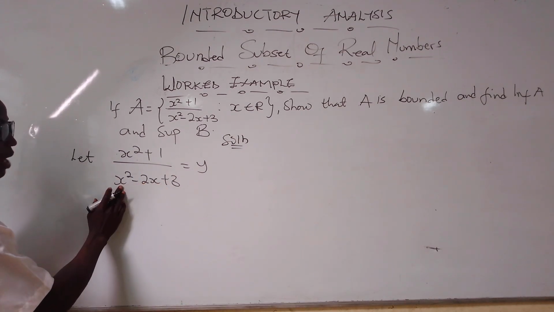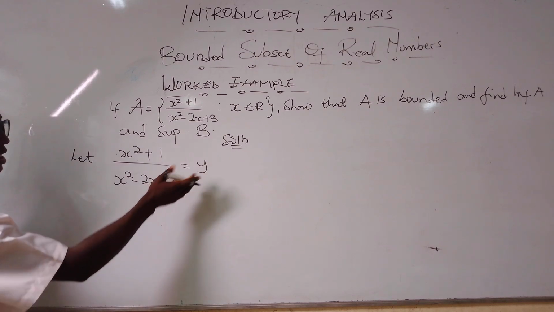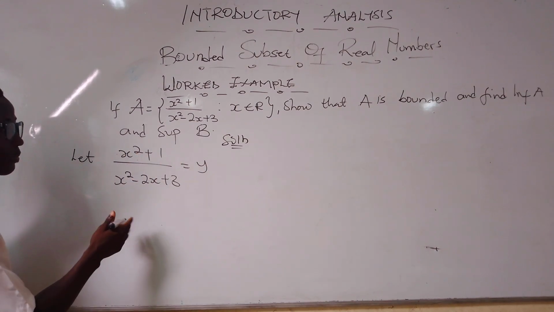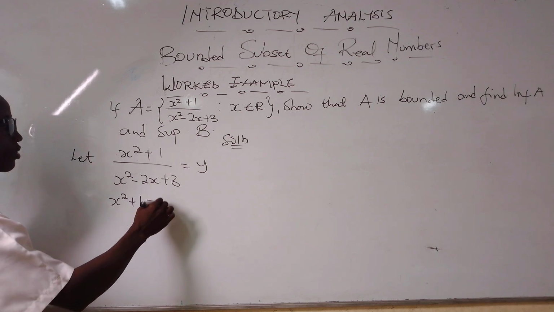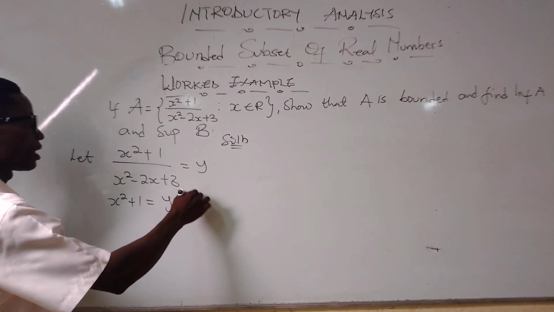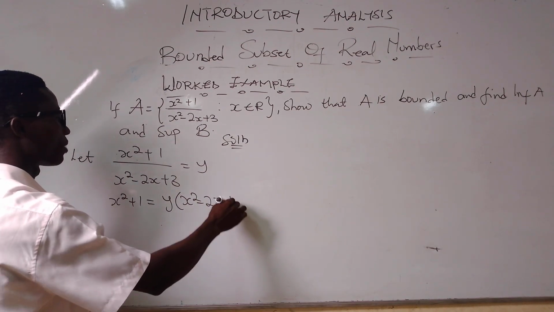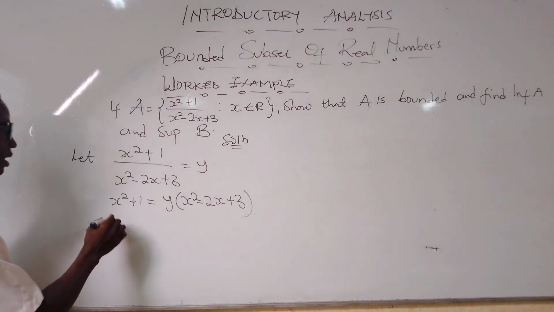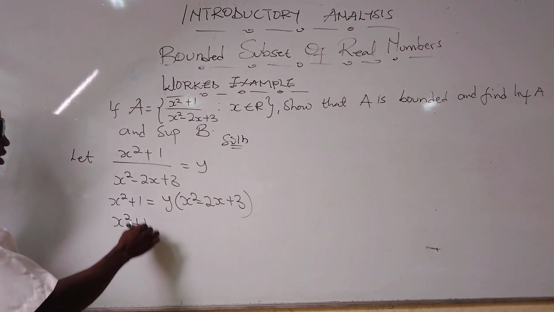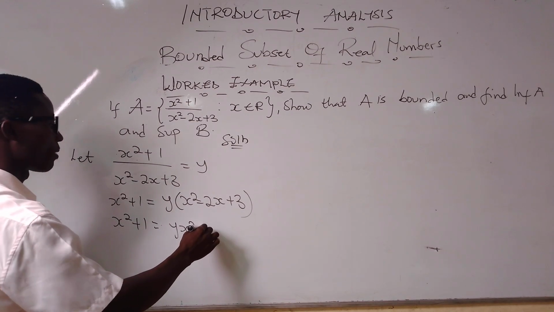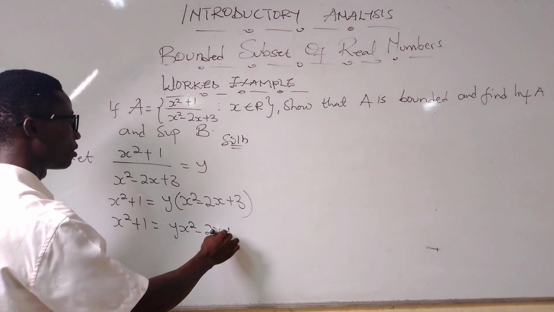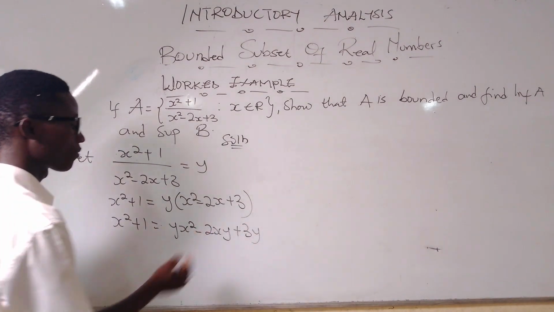So this is what I will do. I'll multiply through by x squared minus 2x plus 3. So that's a matter of what? Cross multiplication. So I'll have x squared plus 1, which is equal to y times (x squared minus 2x plus 3). Then I'll have x squared plus 1, which is equal to yx squared minus 2xy plus 3y.